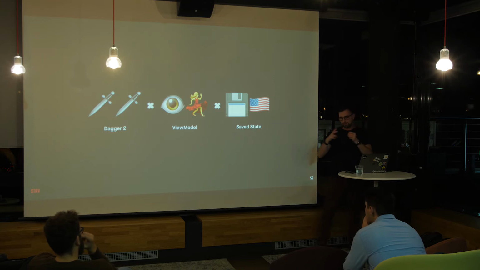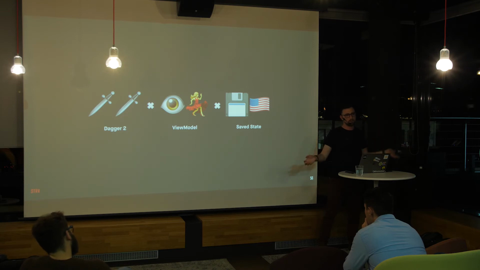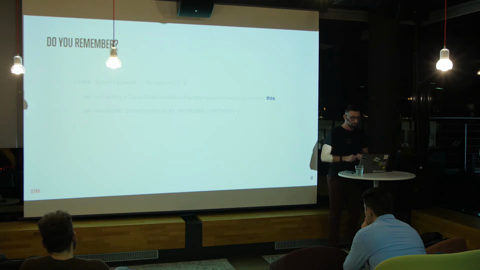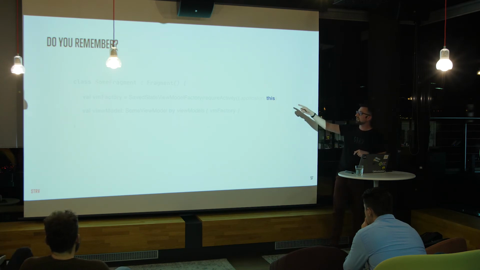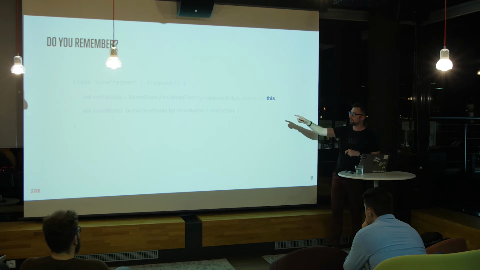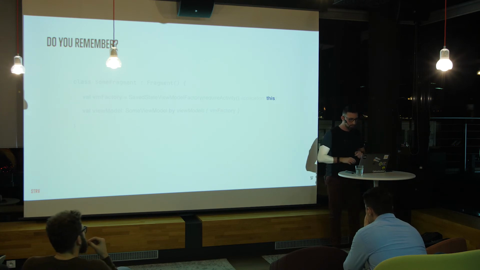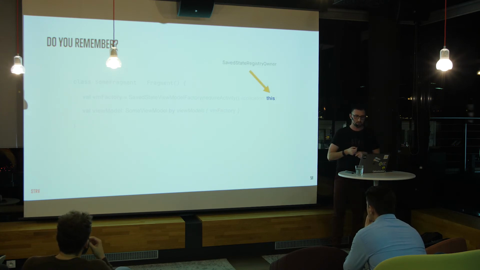Okay, so we have two pieces now. We have ViewModel with SavedStateHandle, and we have ViewModel with Dagger, but we want it all together or nothing. So do you remember the parameter this? It was actually a couple of slides before when we used the SavedStateViewModelFactory. That this parameter is the SavedStateRegistryOwner. Google is really bad at naming, it's really long.